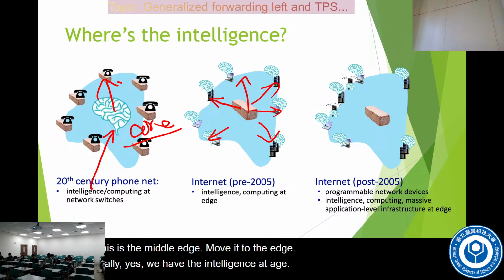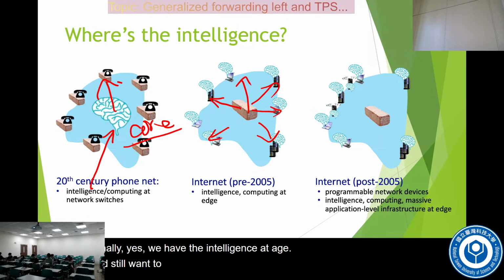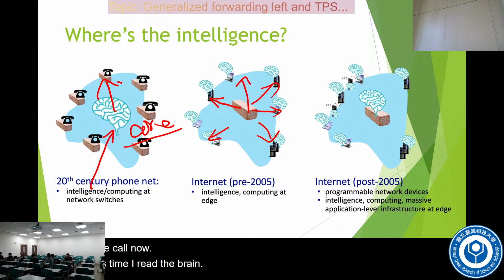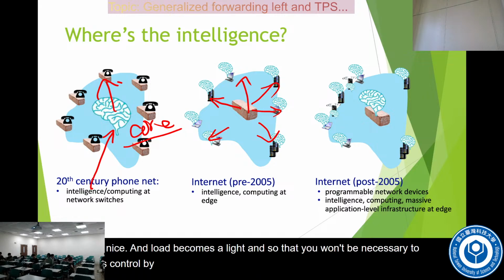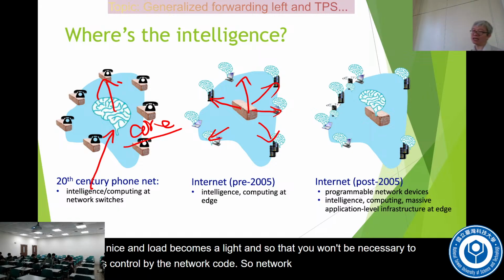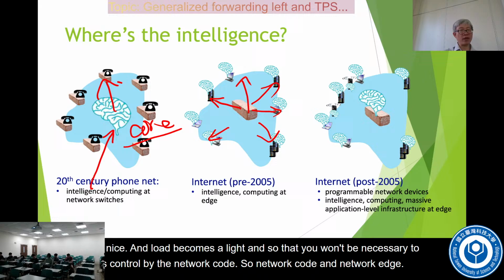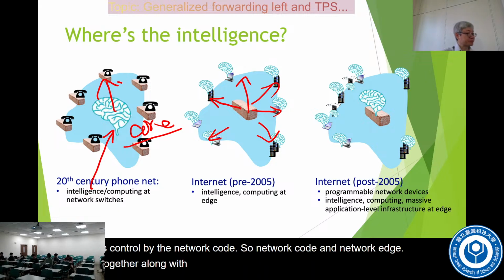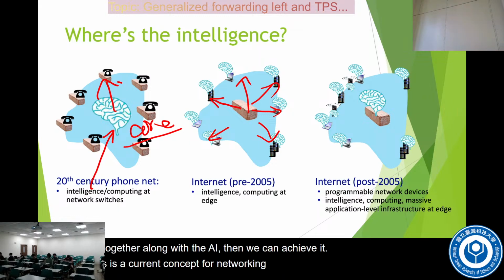However, we still want to have the control for the core network. But this time, at least the brain becomes a bit smaller. That means the load becomes light, so it won't be necessary to always be controlled by the network core. So the network core and the network edge work together along with the AI, then we can achieve it. So this is the current concept for networking and AI, or the intelligence.